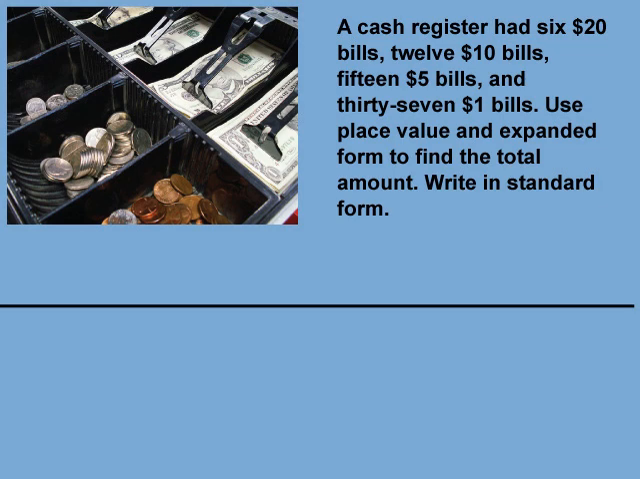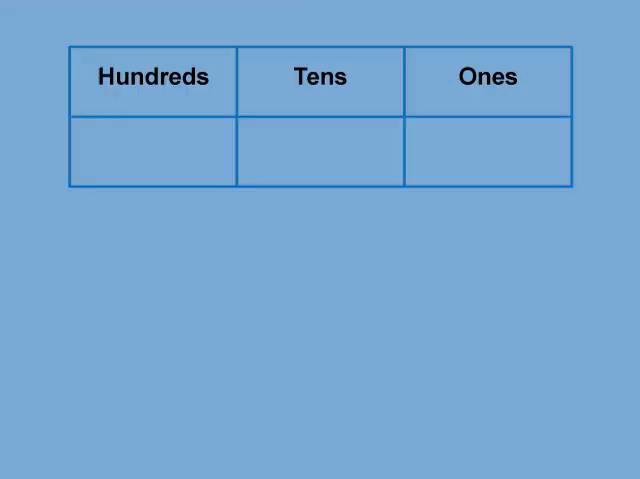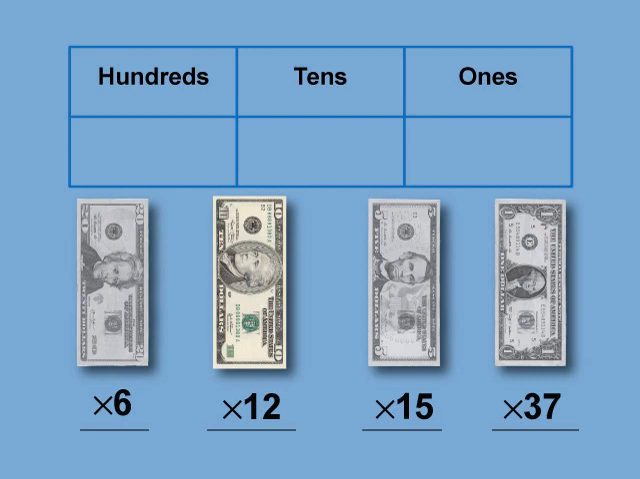We will set up a place value table like the one shown here. This has place values for hundreds, tens, and ones. There are 4 types of bills: 20s, 10s, 5s, and 1s, as shown here. The amount of each type of bill is shown here. 6 $20 bills is equal to $120. So we take each digit and add it to the place value table, as shown here. The 0 goes in the ones place, the 2 goes in the tens place, the 1 goes in the hundreds place.